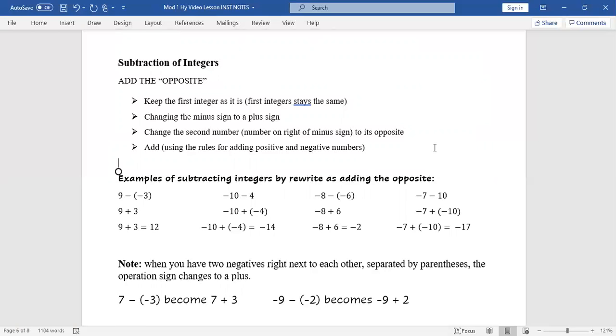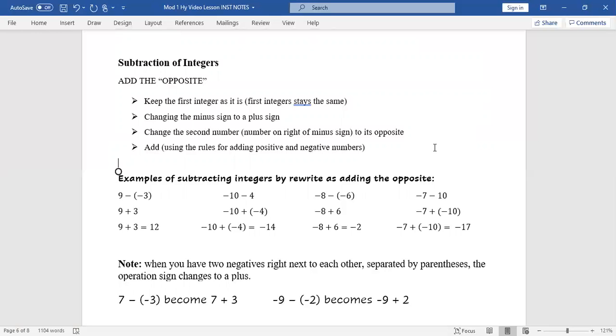-7 minus 10. Well, the -7 stays the same, the minus becomes a plus, and the positive 10 becomes a -10. Now I have two integers with the same sign. I just add them and keep the sign. -7 plus -10 becomes -17.